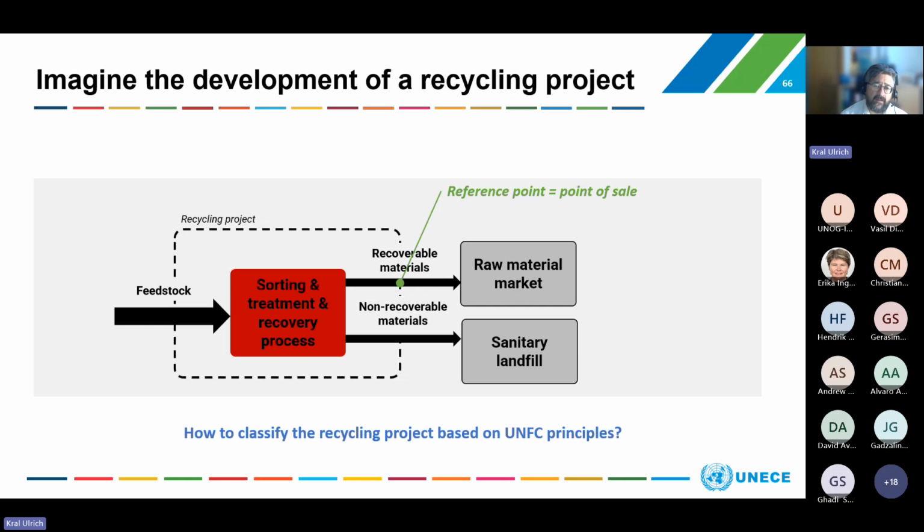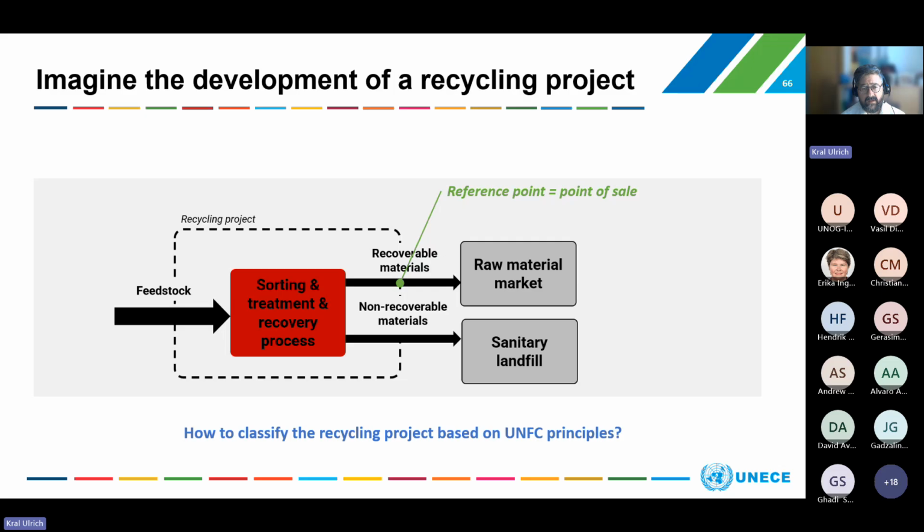Let's come to the use case. Just put yourself into the position of a project developer. Let's say you're the head of a recycling company. You're aiming for enhanced recovery of critical raw materials. You define your feedstock, which comes from the left, either the feedstock that you're currently getting from the collection system, or you set up new contracts with another collection system to get more feedstock, which is enriched in critical raw materials, for instance.